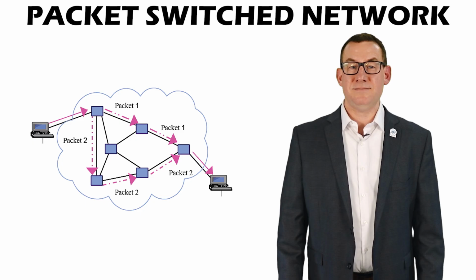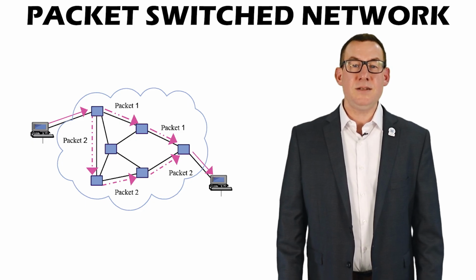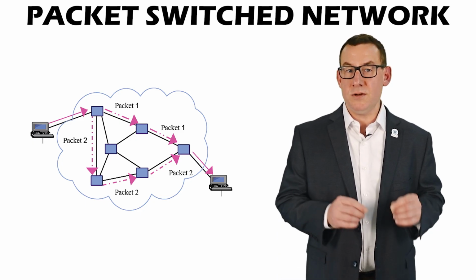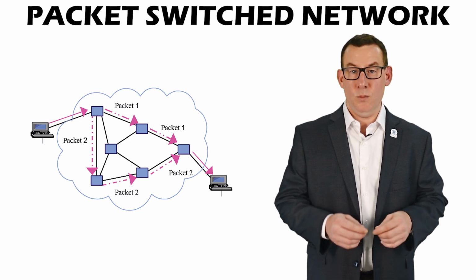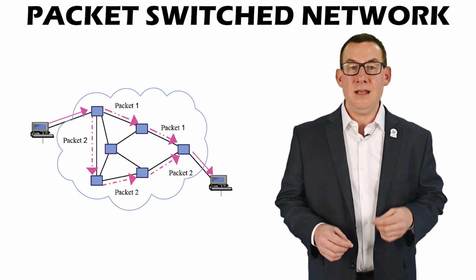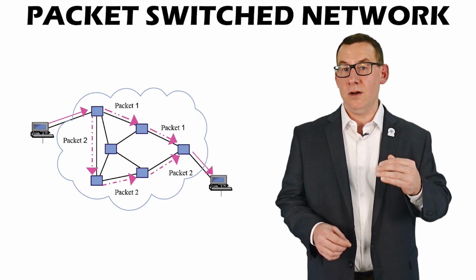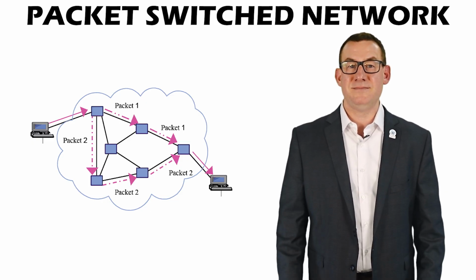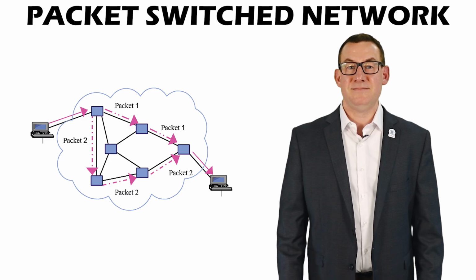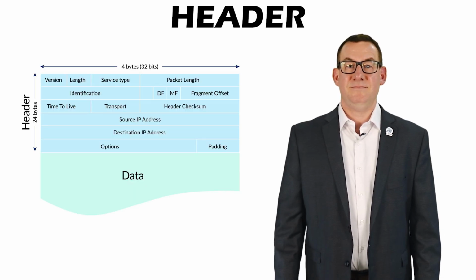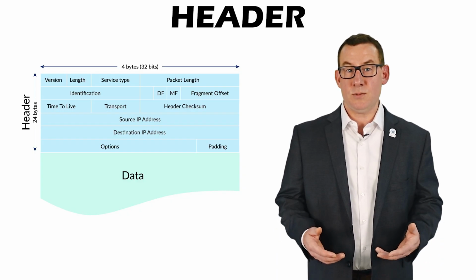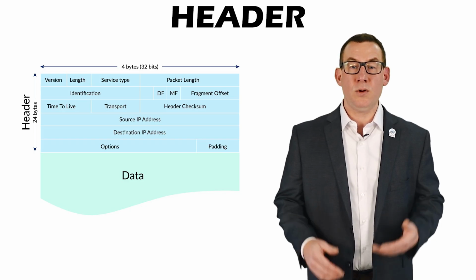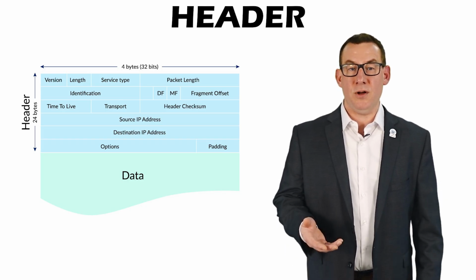Packet-switched networks. The internet sends data as small chunks called packets rather than one long stream. Each packet includes a header with routing info and a payload with the data itself. A packet header tells receiving devices where the packet is going, what order it belongs in, and which protocol to use.